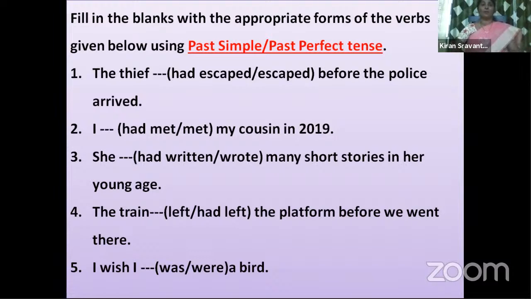I wish I was KCR to grant this or that boon to the people, or I wish I were the prime minister. So when we talk about something that may happen only in our imagination, then we can use I wish I were so and so.